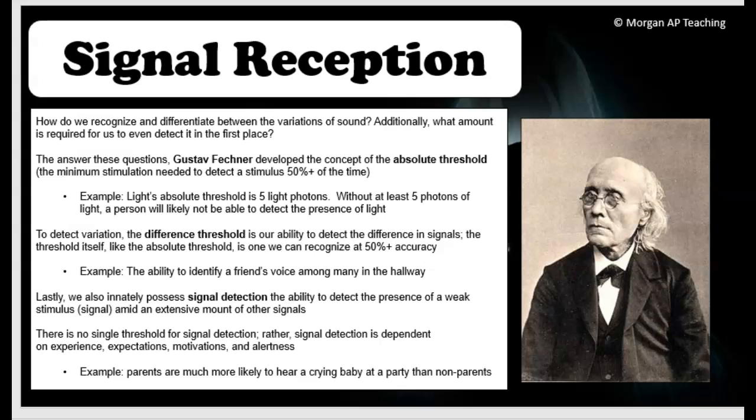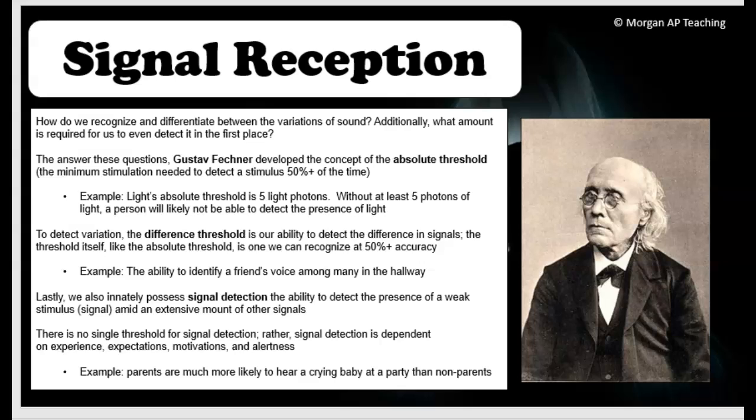So the basic concept here of signal reception is there's the absolute threshold. So there's a minimum amount of light and sound that needs to happen before you even notice it most of the time. And I like the idea of 50% plus of the time because maybe you're not paying attention or you're not feeling well or you're distracted. And then the difference threshold is the ability to differentiate between the different signals with a certain amount of accuracy.